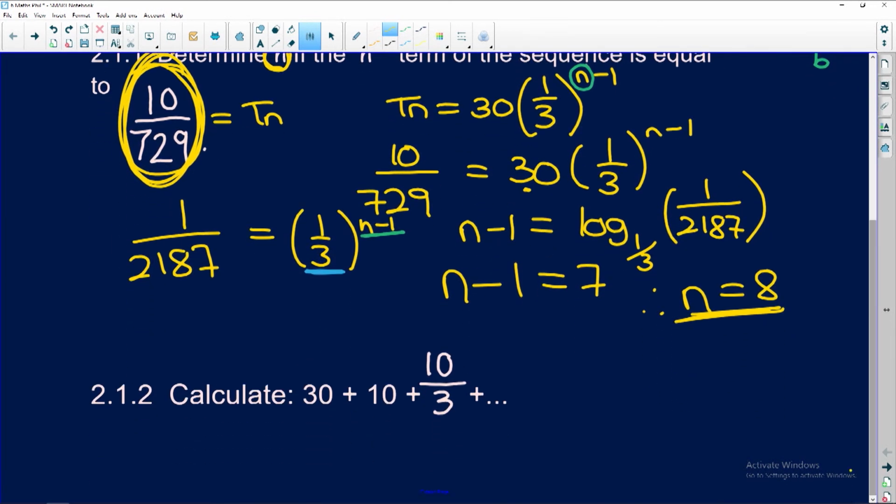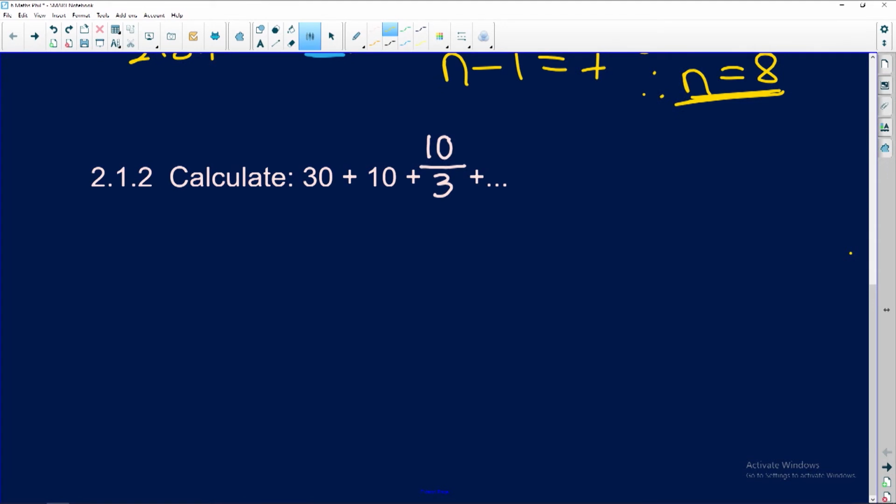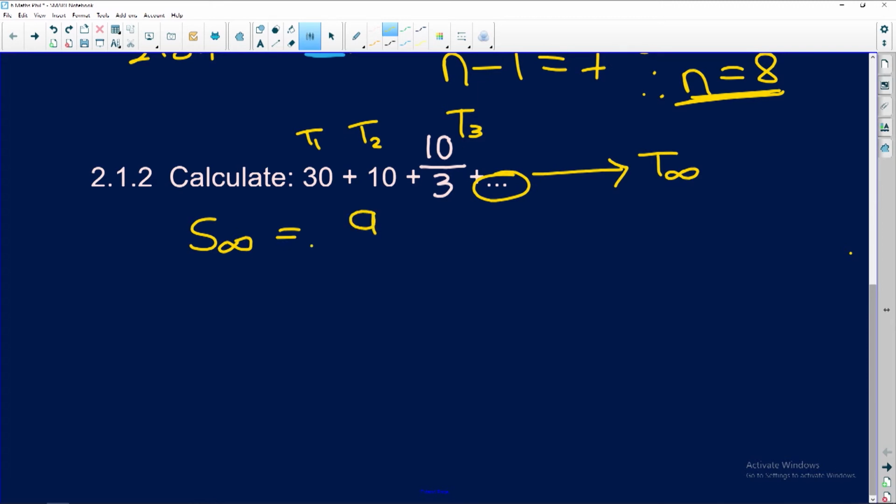Second question says calculate 30 plus 10 over 3 plus and so on. Remember, T1 plus T2 plus T3. Guys, if there is a dot dot dot, it is saying the sequence is going to carry on to term infinity. And what do we know about sum to infinity of a geometric sequence? We know immediately that it is equal to a over 1 minus r. This is on your formula sheet, guys. So if you don't remember it, go and check your formula sheet. Make sure you are dealing with the geometric sequence.